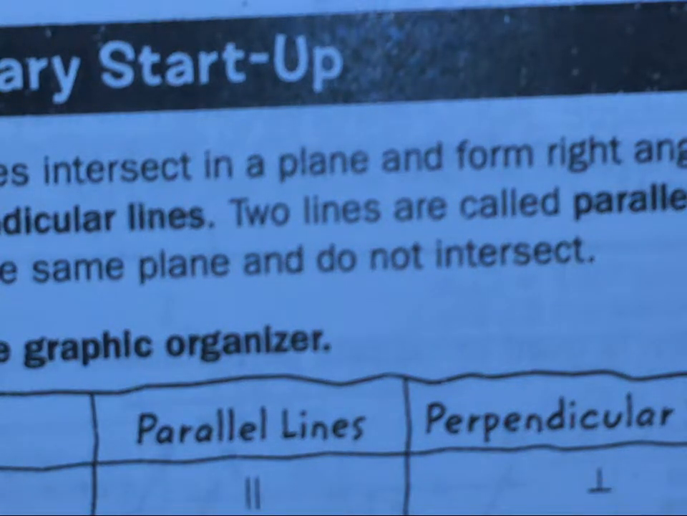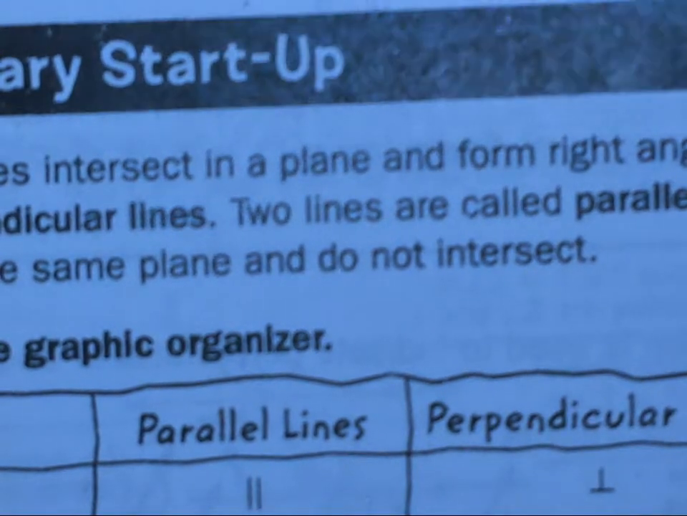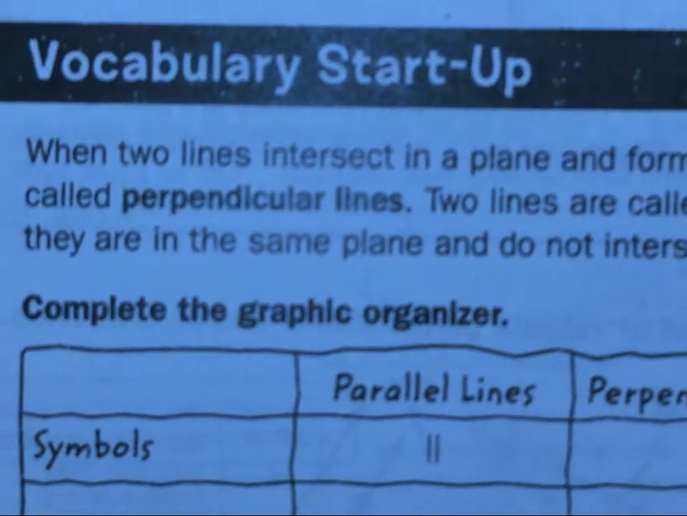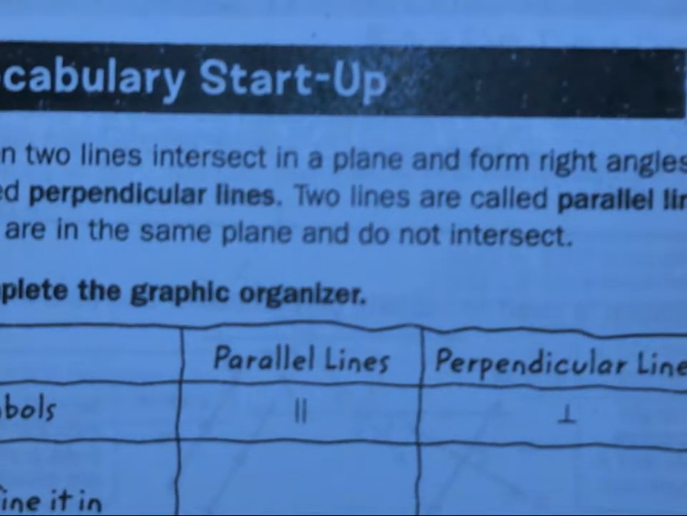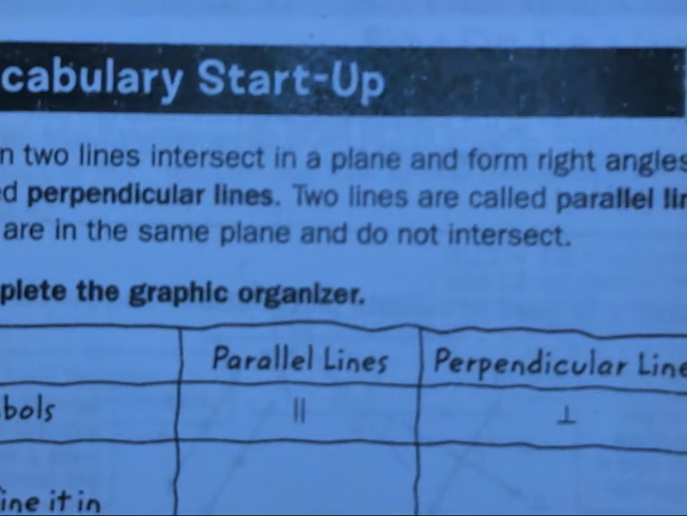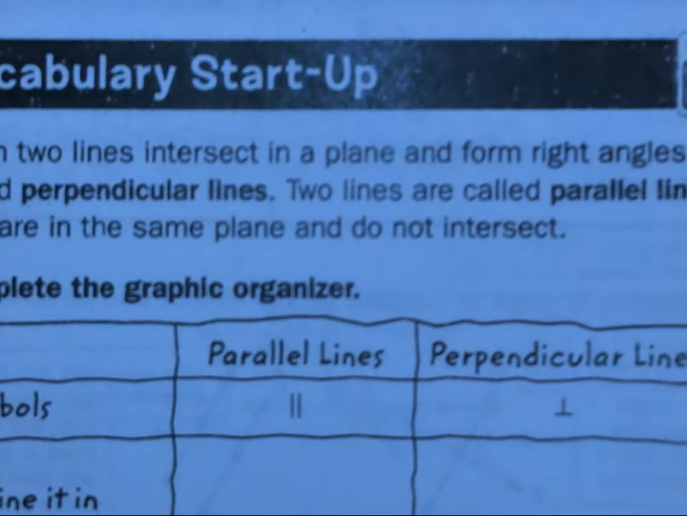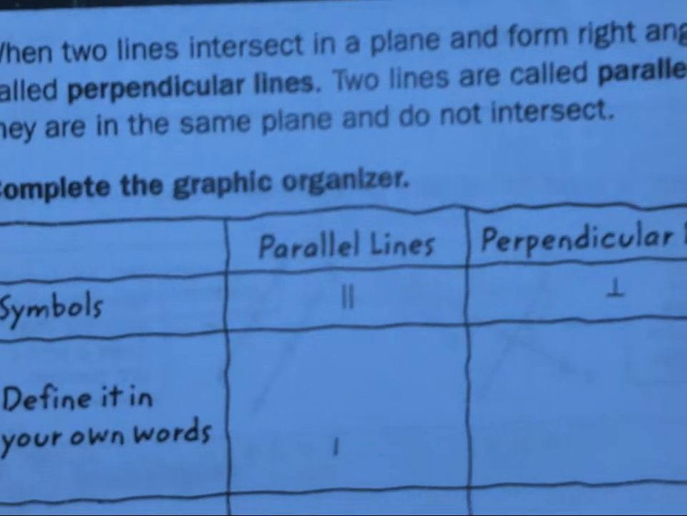Okay, so parallel lines and transversal. A little bit of vocab that we already are pretty familiar with. Parallel lines, we know that those are in the same plane and they never intersect, right? And then perpendicular lines, they do intersect, but what type of angles do they intersect at? 90 degrees, okay? So let's go ahead and define what we think parallel lines are in our own words. So what would you say parallel lines are?